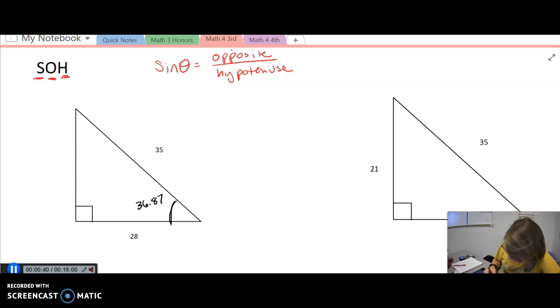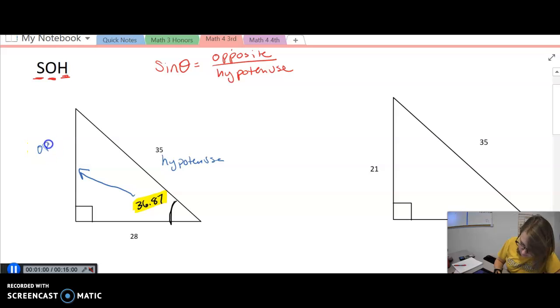So I have theta down here. So that's important to note that it's in the bottom corner. So I see that my hypotenuse is going to be my longest side, which is right here. And then the opposite side is over here. And this is our missing side length, so I'm going to label it as X. Alright, and then we have my adjacent side right next to my angle.